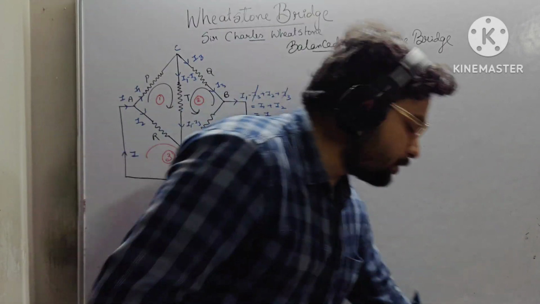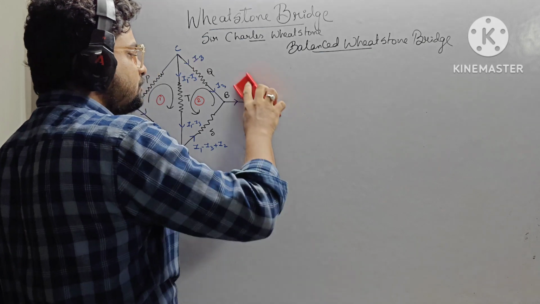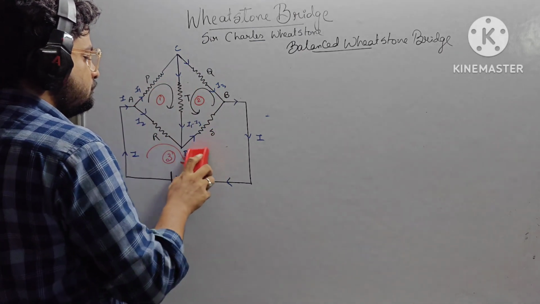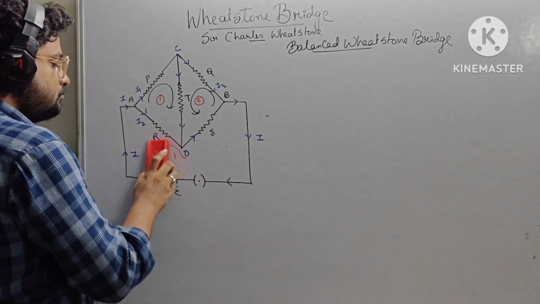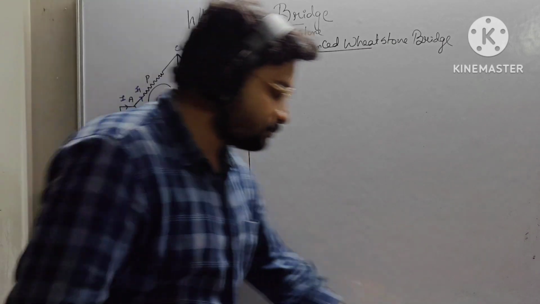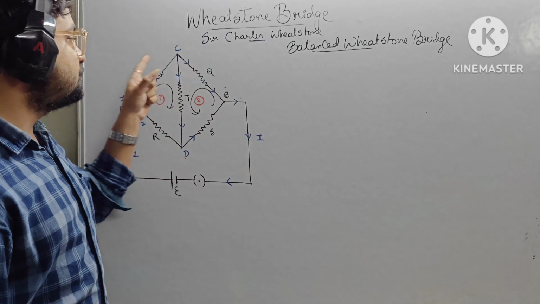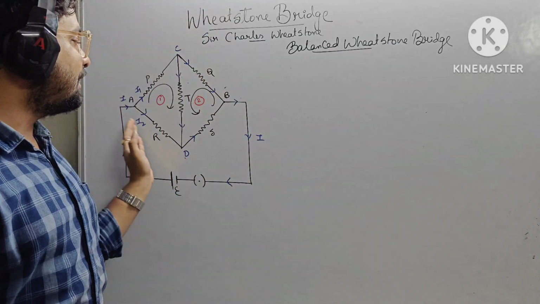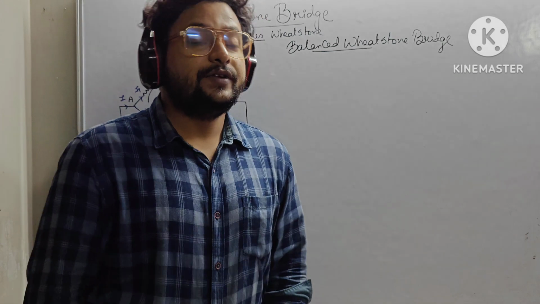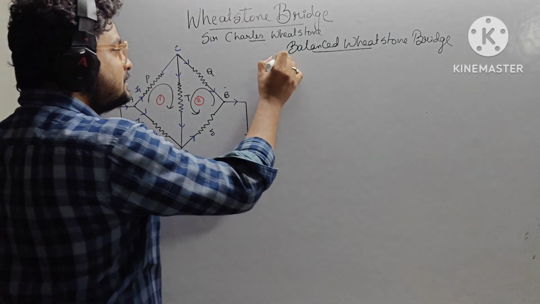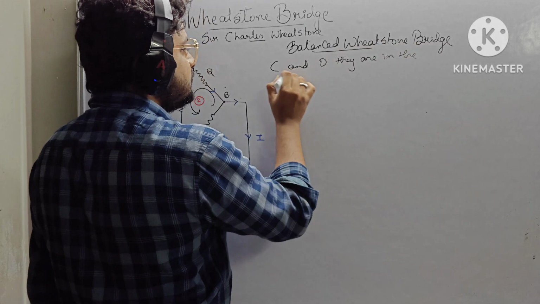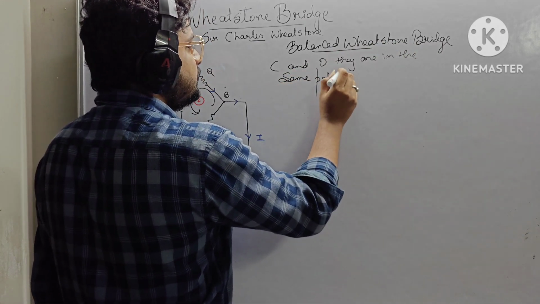Now see students, before saying balanced Wheatstone bridge, let me first rub the currents over here. Suppose we choose the value of these four resistances in such a way, remember this one, suppose P, Q, R, S, over here there is T also, let it be whatever it is. These four resistances, we choose the value of resistances in such a way so that terminals C and D are at the same potential.